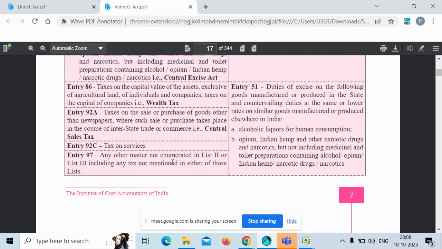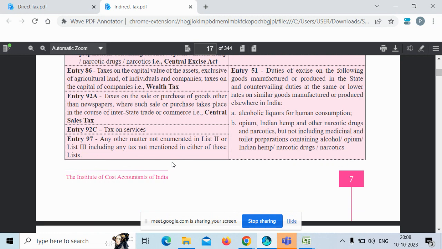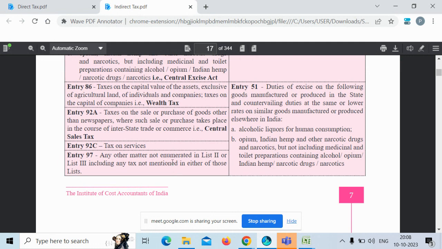Then you have entry 92A, taxes on sale or purchase of goods other than newspapers. So newspapers are not taxed; other than that, everything is taxed. Where such sale or purchase takes place in the course of interstate trade or commerce, that is central sales tax. Newspapers and the Indian national flag are not taxed. Entry 92C, tax on services. Here you can see A and C. It was not there earlier; it was only 92. Now they have added 92A and C separately. Wherever you see A, B, C, D, they have been added separately.